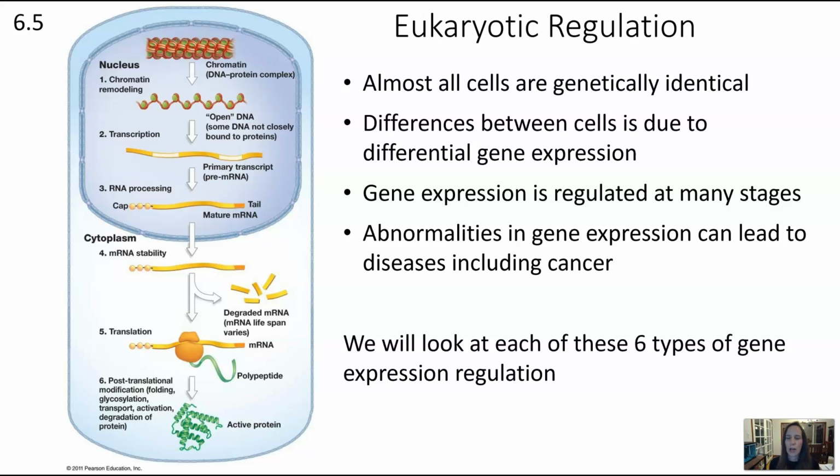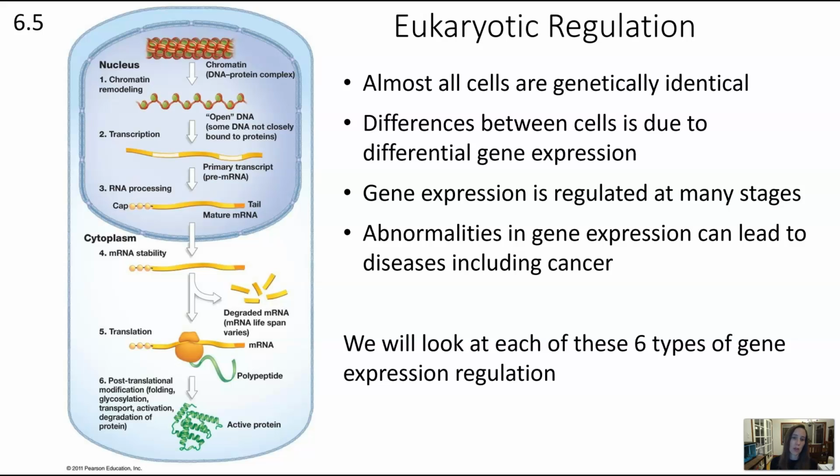So in eukaryotes, something else to keep in mind is that in multicellular organisms, almost all of those cells are genetically identical. But the cells are different. So that means the difference between the cells is due to differential gene expression. We can regulate this gene expression in many different stages, and that's what this diagram on the left is showing. Something else good to be aware of is that abnormalities in gene expression can lead to diseases including cancer. So understanding this process is really important to us.